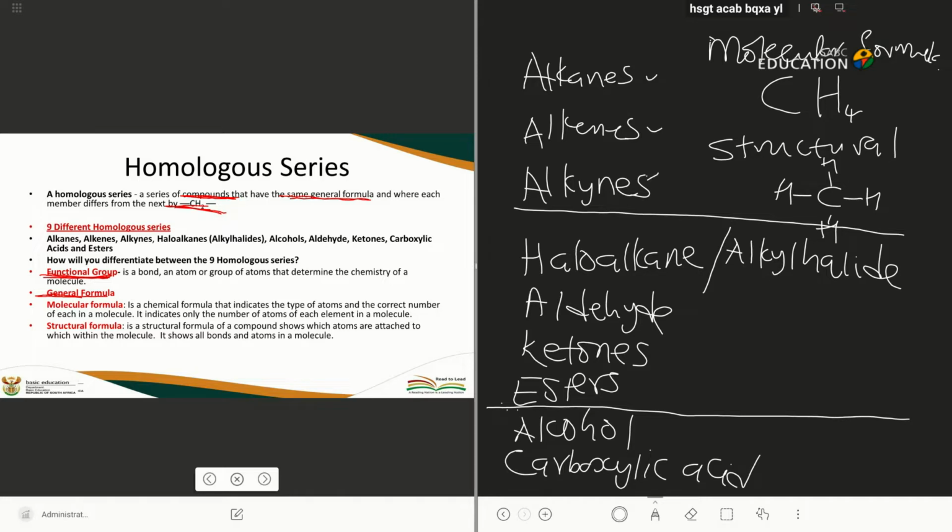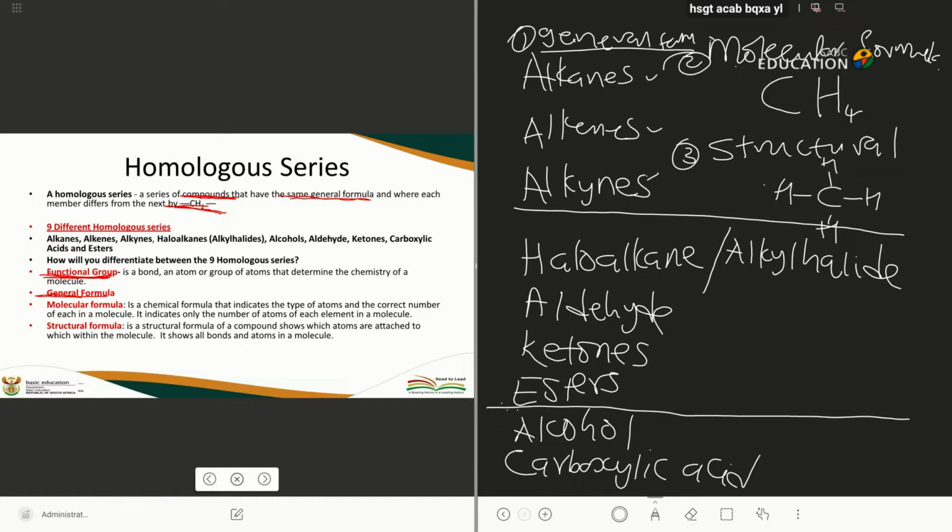So we are saying for all these 9 homologous series, you are supposed to understand their general formula for all of them. And then number 1, general formula. Number 2, molecular formula. Number 3, structural formula. So there are 3 formulas that we are supposed to understand for technical science in grade 12. So we're saying for each of the homologous series, you will know general formula and how to write the molecular formula of all the molecules and how to write the structural formula of all the molecules.